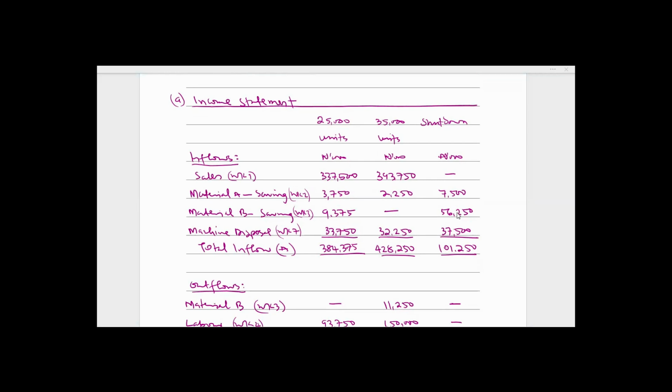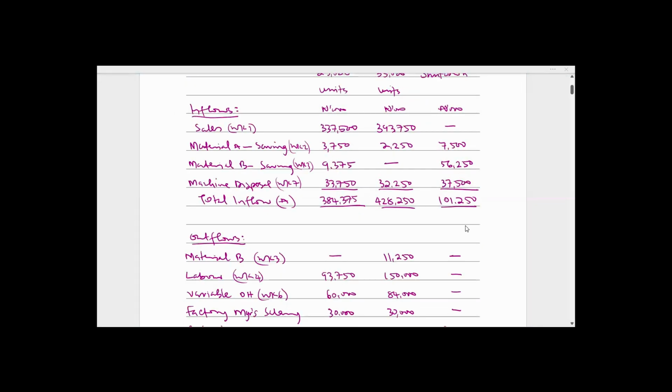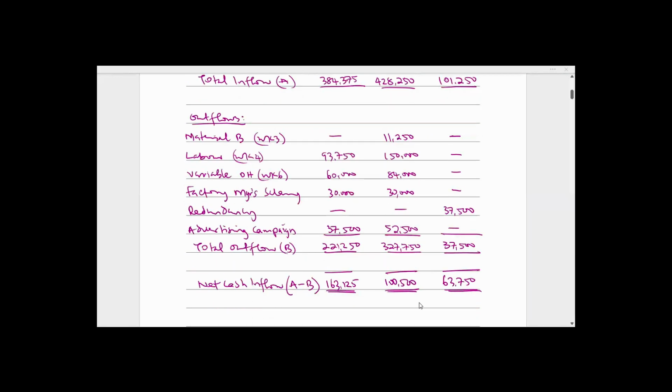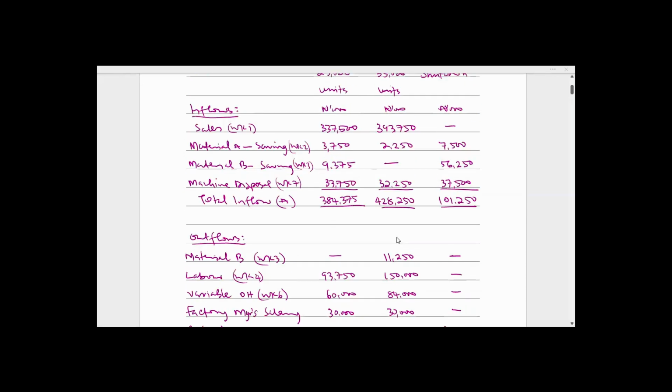Are you done? Okay, sir. Another question, please. Okay, talk to me. So you were saying that if they ask us to make a decision, we'll go to the first option. Yes, because the first option has the highest net cash inflow, which is 163,125 relative to option 2 and 3. Okay, no problem. Thank you. You're welcome.